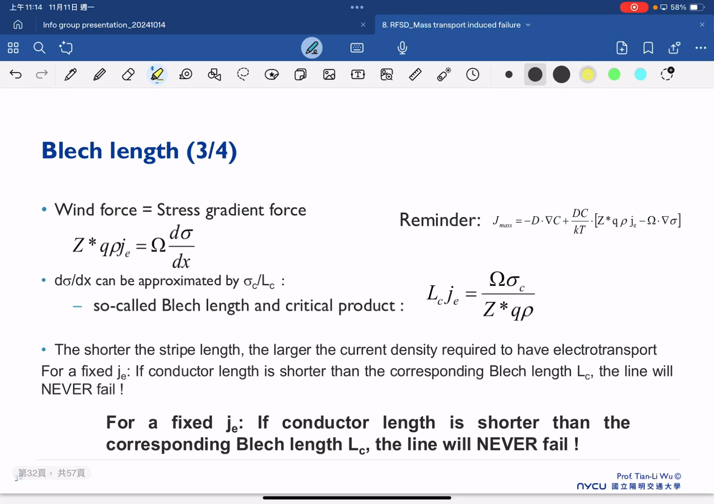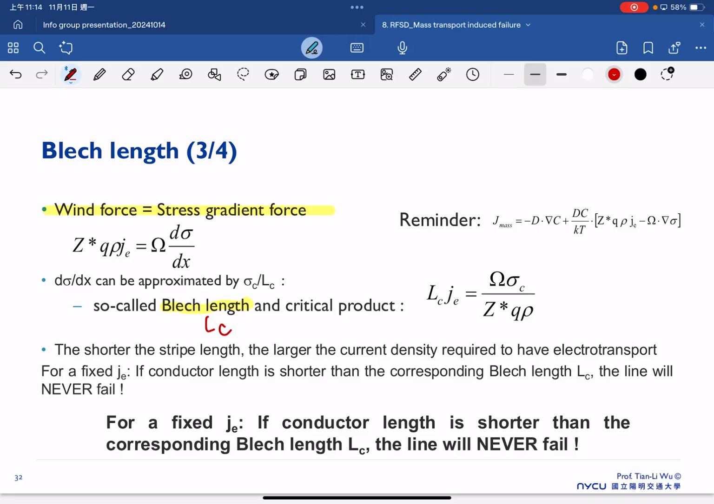And so in this case, we can also use a very simple equation to estimate the critical length that can cause this balance between these two mechanisms. We just set these two equations equal to each other. The left-hand side is the driving force caused by the wind force, and the right-hand side is the driving force caused by the stress gradient, and the Blech length can happen as long as these are equal to each other. So it is the so-called Blech length, LC.